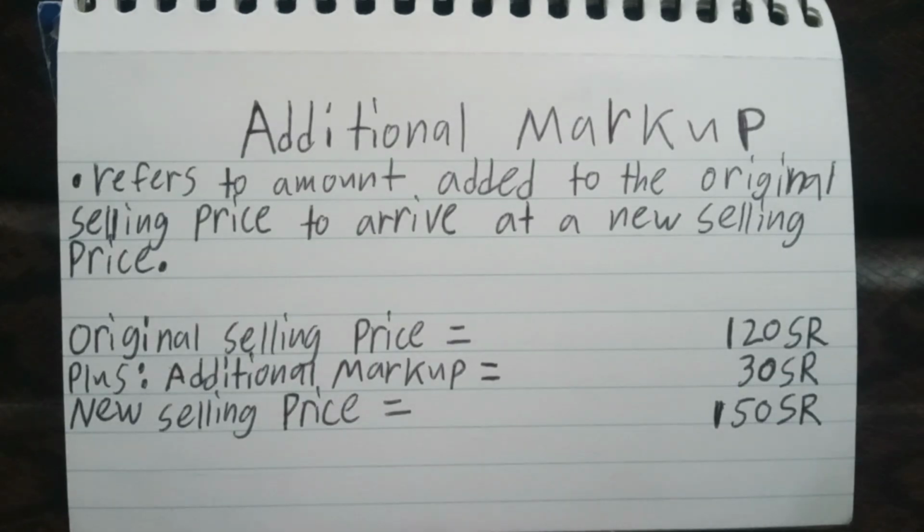And now for additional markup. This refers to the amount added to the original selling price to arrive at a new selling price. So let's say for example I'm a seller and I want to increase the selling price of my product. From 120 reals I will add 30 reals, which will be the additional markup. And now my new selling price is 150 reals.